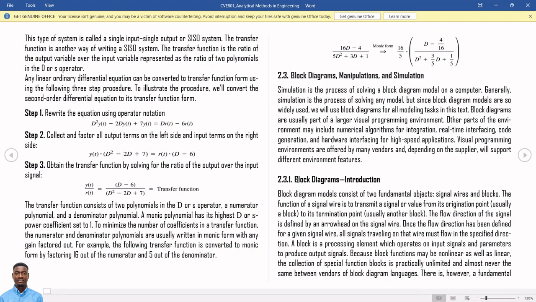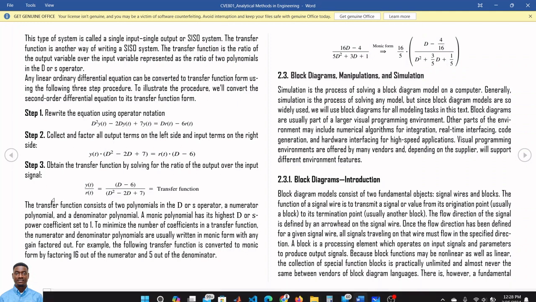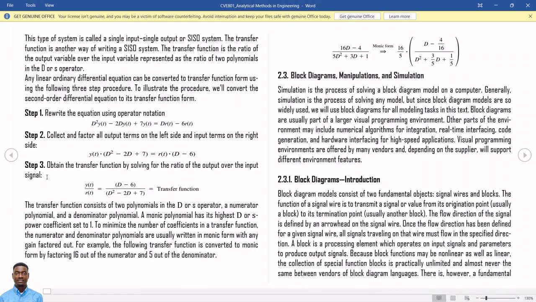I've just tried to explain these 3 steps here. Step 1, rewrite the equation using the operator notation, which we did. Step 2, collect and factor all output terms on the left side and input on the right. Step 3 is to obtain the transfer function by way of the ratio of output over the input. So those are the steps required when you want to get the transfer function of a certain system.